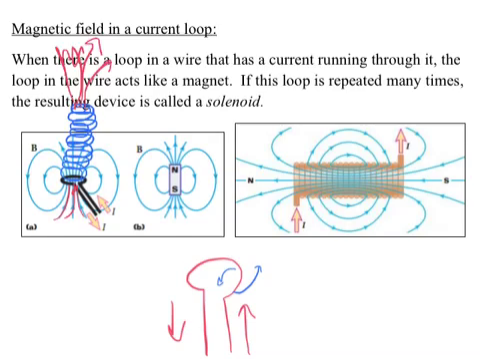So what a solenoid is, we're going to talk about a solenoid next. A solenoid is one of these loops, but repeated over and over again. And a solenoid acts just like a magnet.